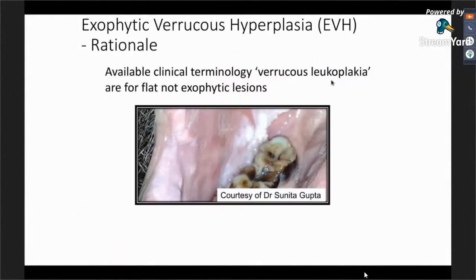So yeah, this is just to say there is the terminology verrucous leukoplakia, which are flat lesions and not exophytic. It's only slightly exophytic by virtue of the little verrucous that is coming above the surface.